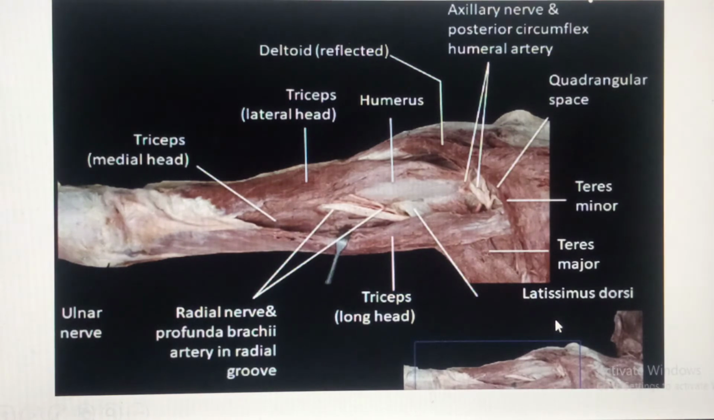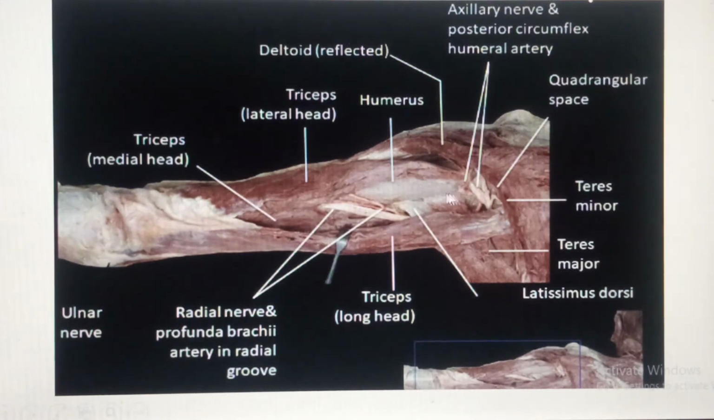So there we are in the real-time section. What we are seeing now is the quadrangular space. In the quadrangular space, we have the axillary nerve. That one is going to supply the deltoid muscle, as well as the teres minor muscle.